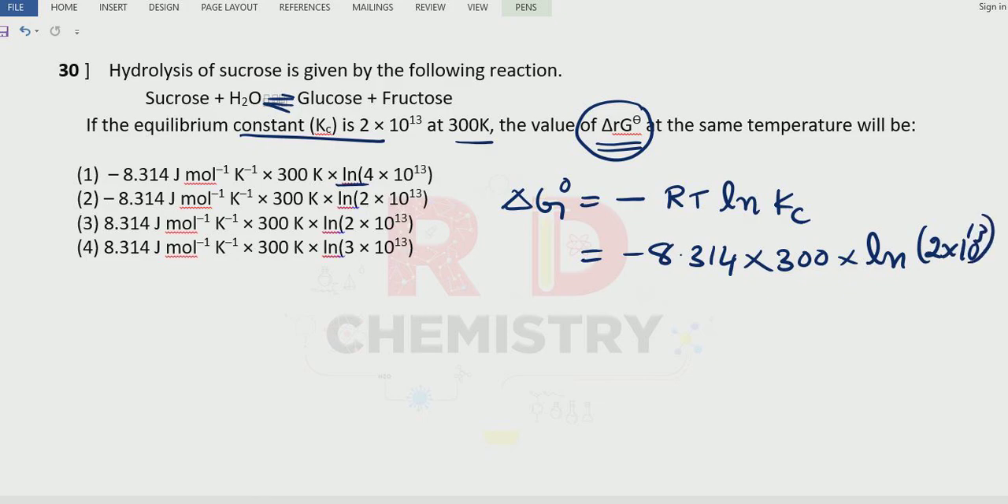Now look at the options carefully. What is the answer? Answer is option number 2, correct? Minus 8.314, then 300, ln, and the given value 2 into 10 power 13.